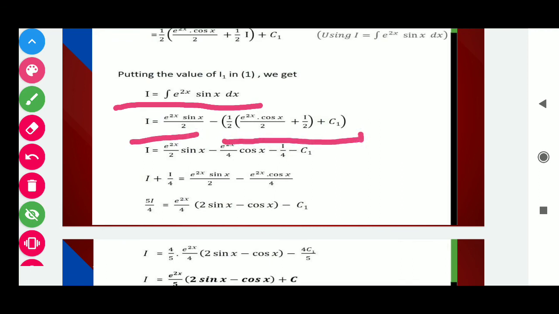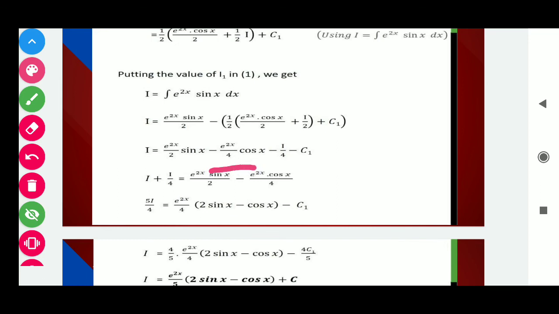So here e raised to power 2x sin x over 2 minus e raised to power 2x cos x over 4, 2 into 2 is 4, 1 over 2 into 1 over 2 we get minus 1 over 4. Now students, move this 1 over 4 constant term to the right hand side, and here we get 5I over 4. This is I over 4. Okay, so I plus I over 4 is 5I over 4. Now taking 5 in the denominator and 4 in the numerator, we get I is equal to 4 over 5, e raised to power 2x over 4, and here 2 sin x minus cos x minus 4 c1 over 5.